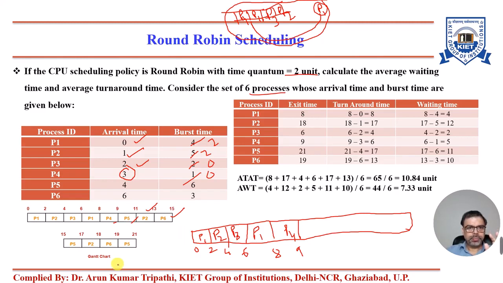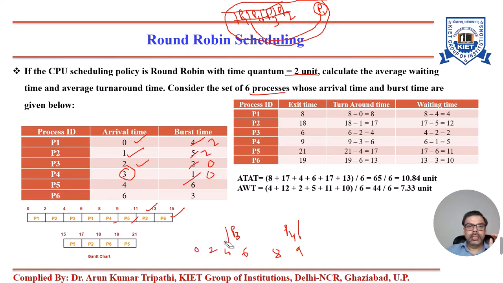Now, how can we calculate the waiting time and turnaround time? As we have already discussed, the waiting time and turnaround time can be calculated individually for each process. Then the average waiting time and average turnaround time can be calculated using the turnaround time and waiting time for each individual process.